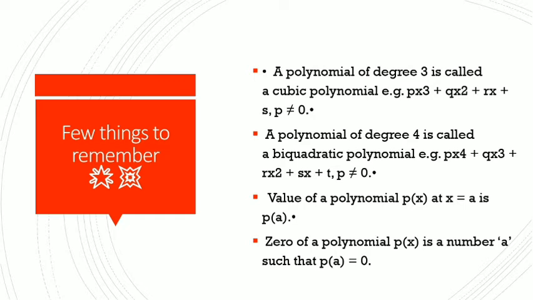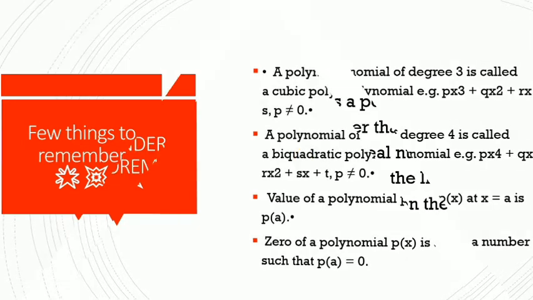A polynomial of degree 4 is a biquadratic polynomial. Again, there is a general form represented over here. The value of any polynomial p(x) at x equal to a is given by p of a, and it is called the value of the polynomial at x equal to a. The zero of a polynomial is a number a for which the polynomial gives you the value 0, meaning p of a will be 0 in that case. When p of a is 0, a is a zero of the polynomial. Zero can again be termed as the root of a polynomial.